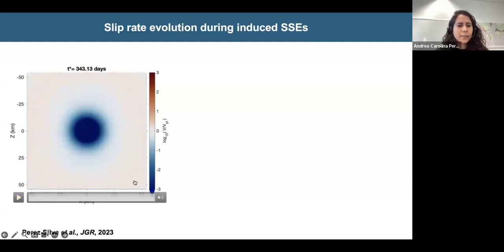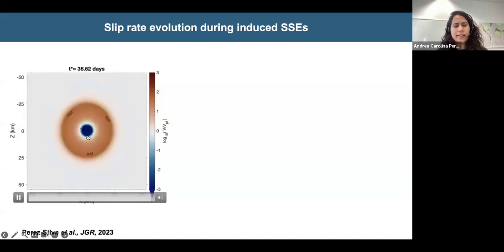And as we decrease pore fluid pressure, I'm going to go back again a little bit. So the perturbation is imposed for over 30 days or so. And then when it decreases, we see that the fault starts locking again at the center.